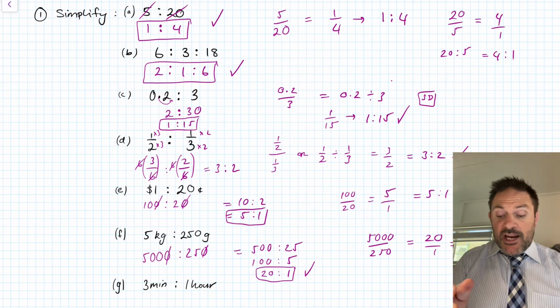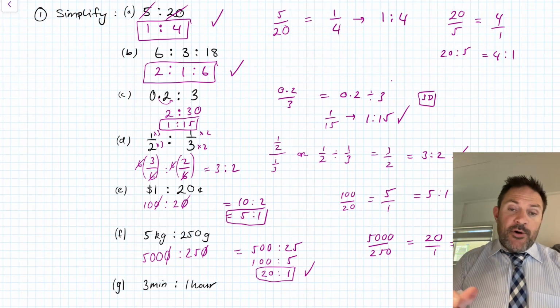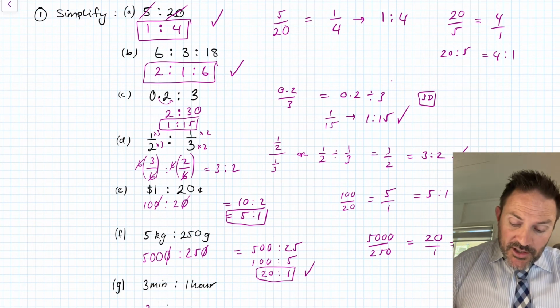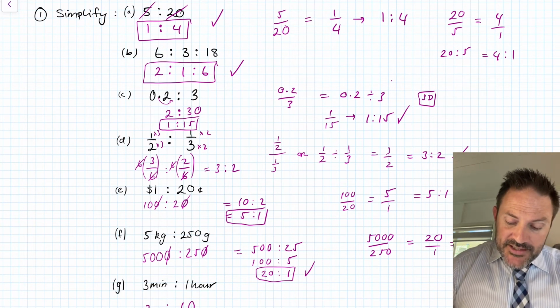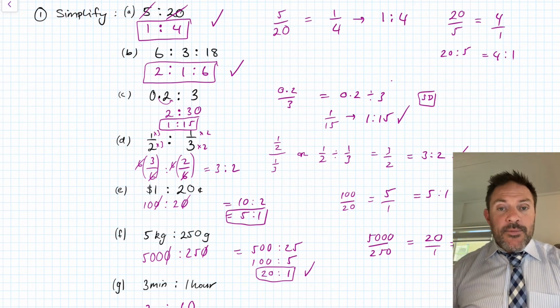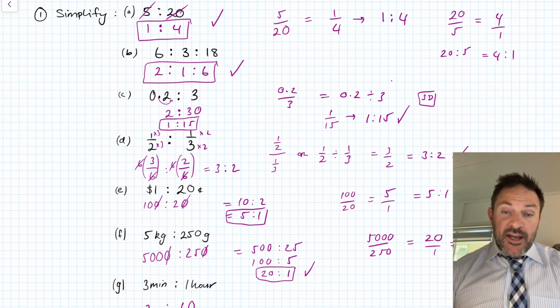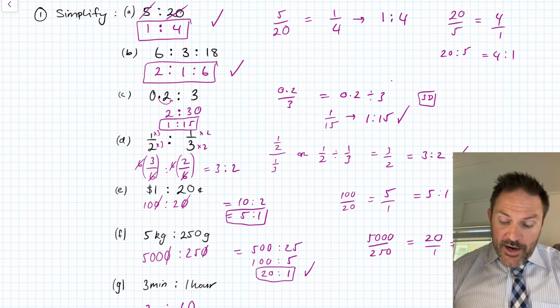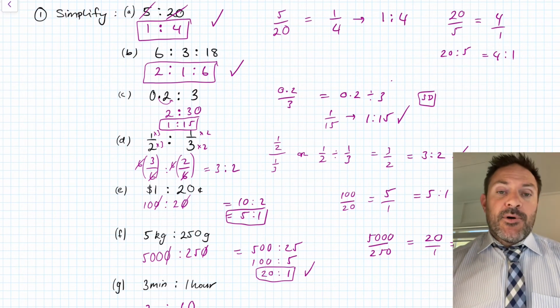Again, you can change either both to minutes, or you could do both to hours. In this case, minutes is much easier. So I'm going to go 3 to 60. And notice each time I'm dropping off the units. The minute they are the same units, I'm dropping them off. I'm then going to divide both sides by 3. I get 1 to 20, and that's my answer.